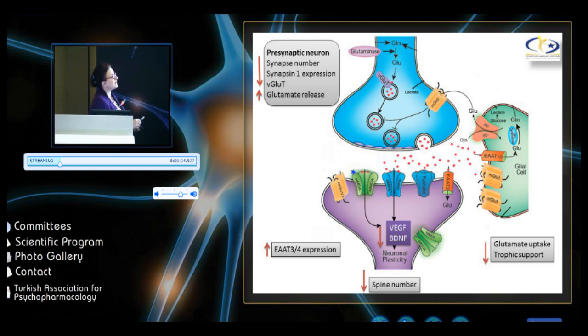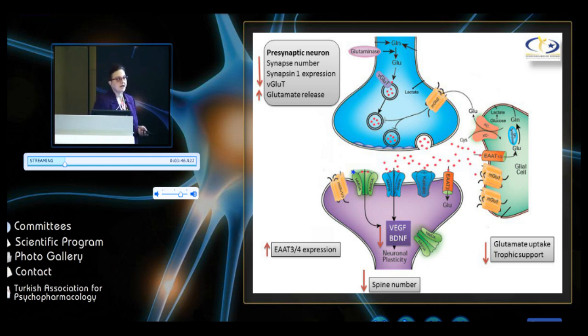So, this triple synaptic structure, let's have a look at it. In the presynaptic neuron, the synapse formation capacity goes down and the number of synapses goes down. The synthesized glutamate is taken into the vesicles with the vesicular transporter, and this transporter's activity also goes down, and glutamate release increases. In the postsynaptic neuron, especially branching is reduced.